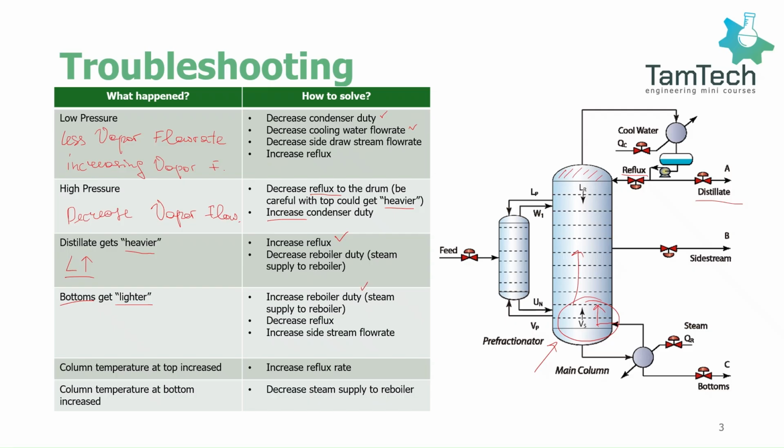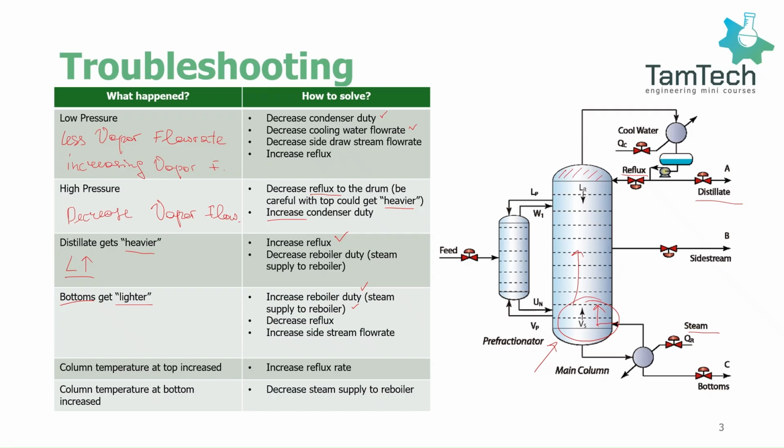flow rate or steam supply to the reboiler. With increased steam supply, we evaporate more of the liquid that is available in the bottom of the distillation column, and of course this evaporated part contains lighter compounds. So we can solve this issue.